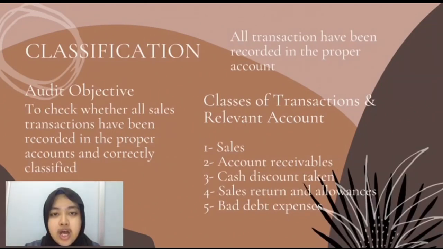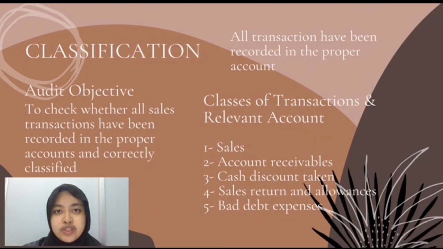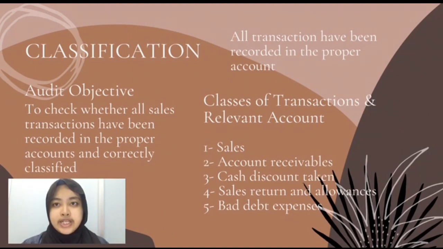Classification means all the transactions have been recorded in the proper accounts. The audit objective is to check that all sales transactions have been recorded in the proper accounts and correctly classified. For classes of transactions and relevant accounts: first, sales; second, accounts receivable; third, cash discount taken; fourth, sales return and allowance; and the last one is bad debt expenses.